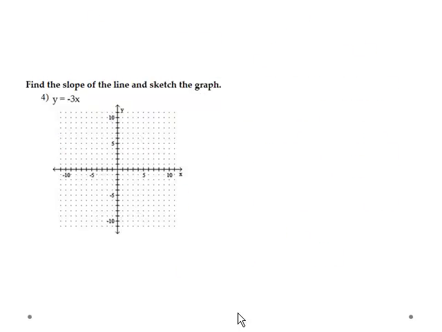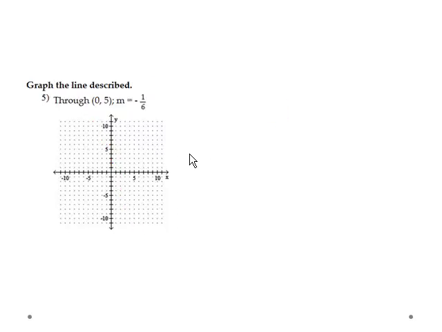Next, find the slope of the given line and sketch the graph. Y equals -3x. So this is the slope-intercept form. Intercept is 0. From there, go down 3, forward 1. Oops, I kind of missed my point, but you get it. Find the slope: m equals -3, and sketch the graph. Done. Graph the line through over 0, up 5, and from there go down 1, forward 6.